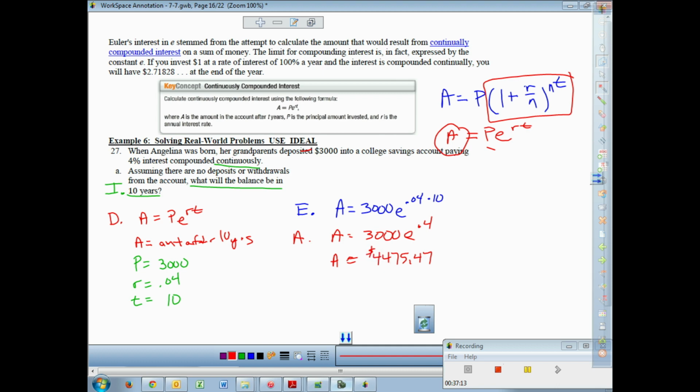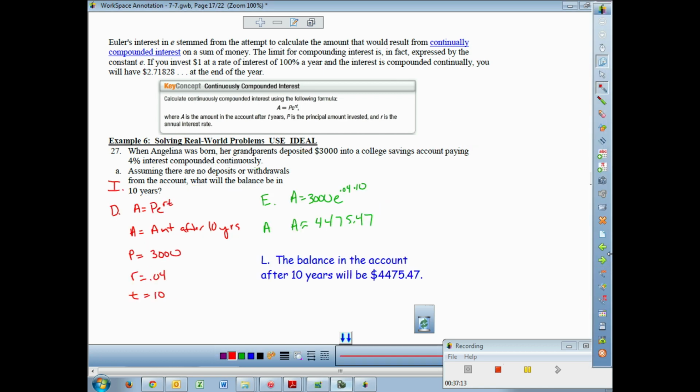L stands for label your answer in a complete sentence. So there is no abbreviating. They start with capital letters and end with periods. You know who we're talking about? Angelina, right? So let's see what I wrote. I wrote, the balance in the account after 10 years will be $4,475.47. You can write your sentence however you want to answer the question. You could say Angelina would have this in her account, but I wrote the balance in the account after 10 years will be this much, period.